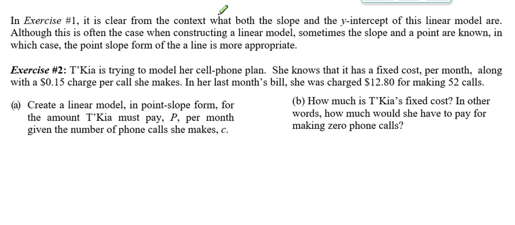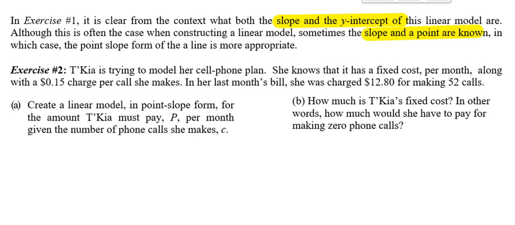Now, in exercise 1, it is clear from the context what both the slope and the y-intercept were. Although this is often the case when constructing linear models, sometimes the slope and a point are known, in which case the point-slope form of the line is more appropriate. So this is just telling us right now that we're going to be using the point-slope form.